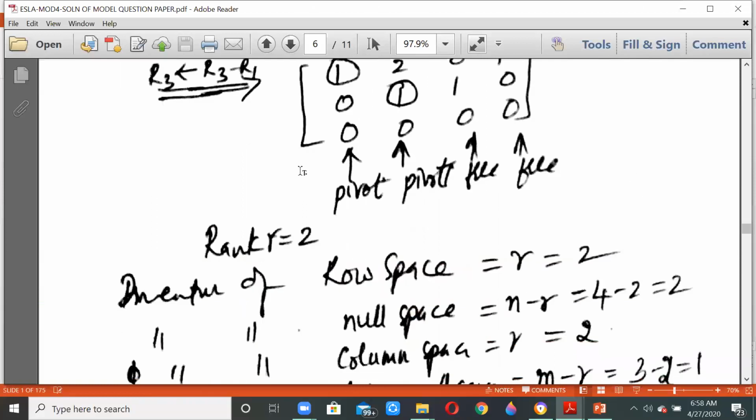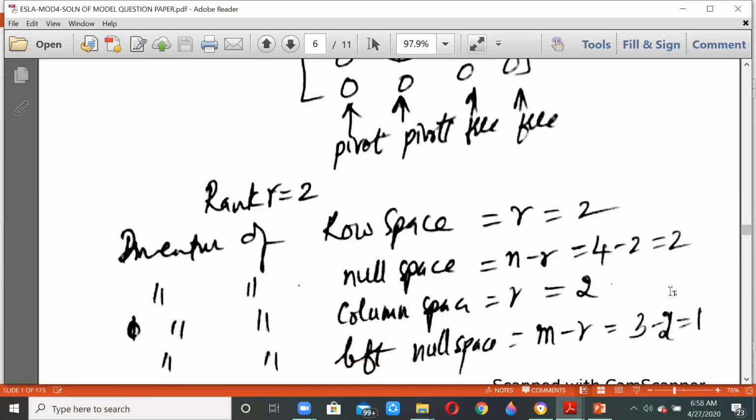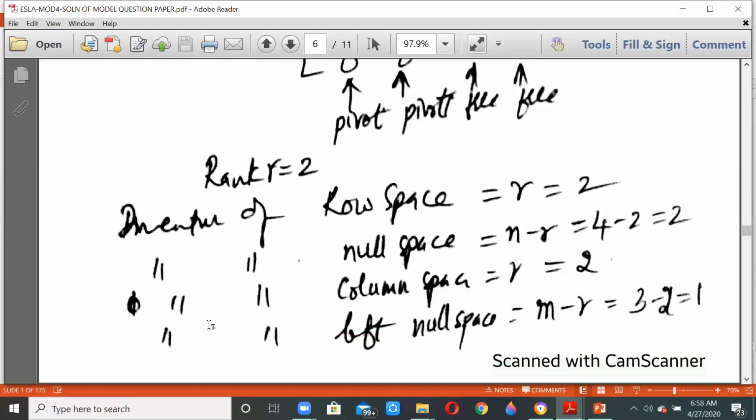Without bothering with all that, you can see that because we have two pivot variables, rank R is equal to 2. So the dimension of the row space is R itself, equal to 2. The dimension of the null space is n minus R, 4 minus 2, where n is the number of columns. The dimension of the column space is R, equal to 2. The dimension of the left null space is the number of rows minus R, 3 minus 2, equal to 1.